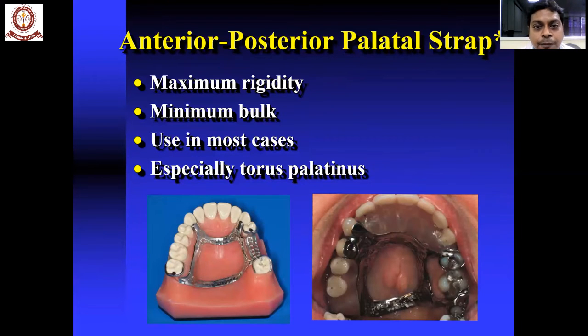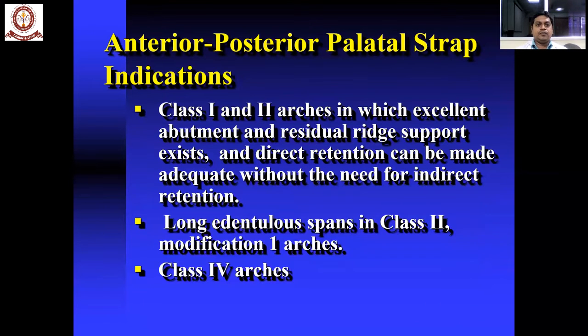Next is the anterior-posterior palatal strap. This gives you the maximum rigidity in the maxillary major connector. It has minimum bulk, is used in most cases, and especially in torus palatinus. If the torus is present in the palate, this type of major connector, that is the anterior posterior palatal strap, can be given to the patient.